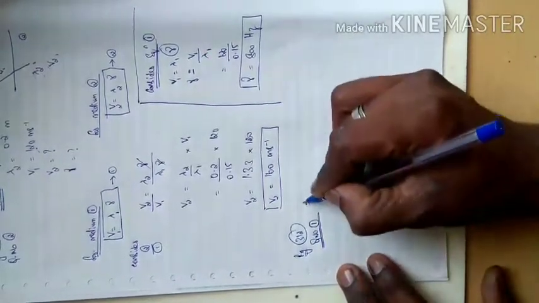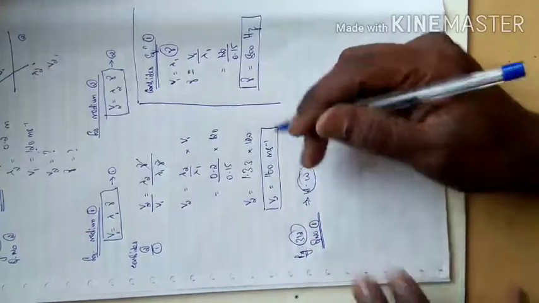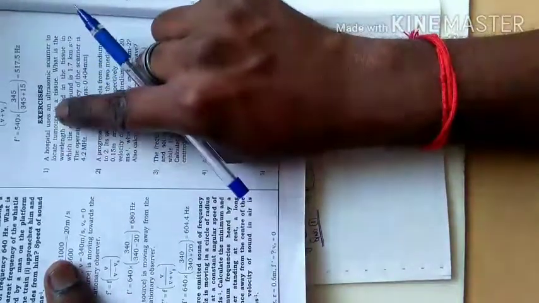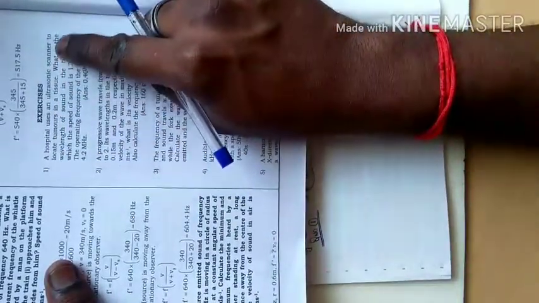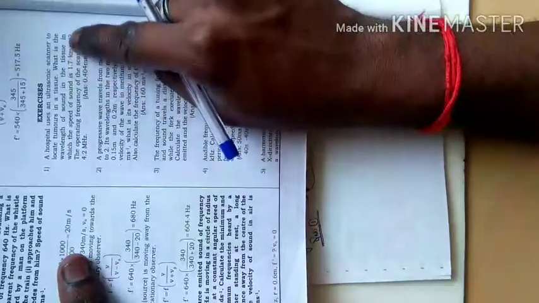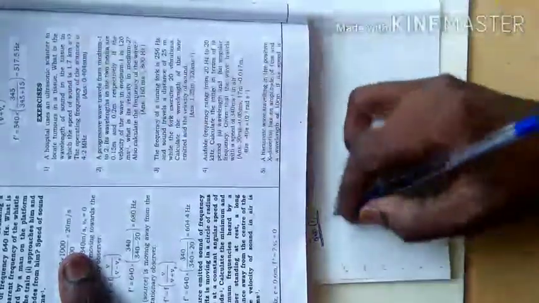Now coming to the next question, go to page number 312, question number 1. I give it as homework for you. Let me explain the question so that you can do it. Your hospital uses an ultrasonic scanner to locate tumors in a tissue. They are using ultrasonic waves. What is the wavelength of the sound in the tissue? They are asking you to calculate the wavelength.